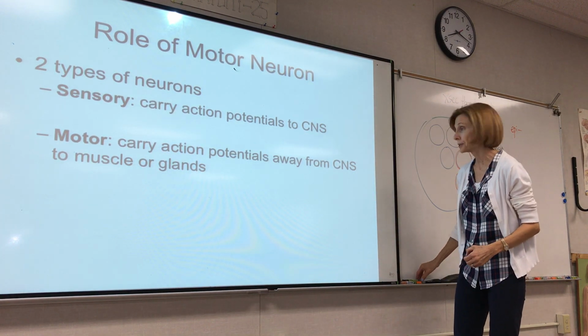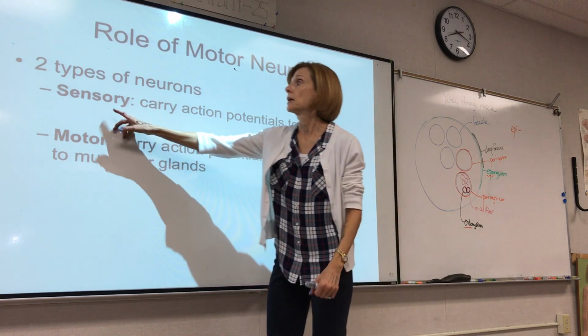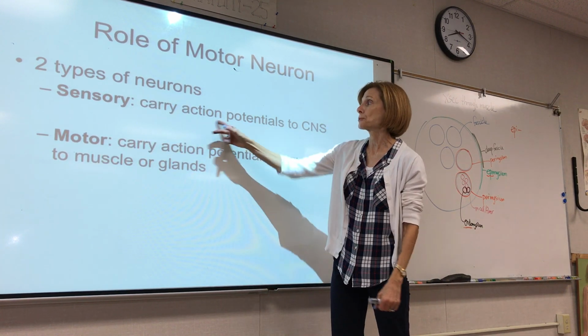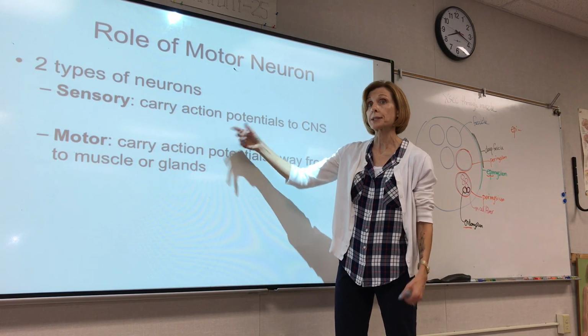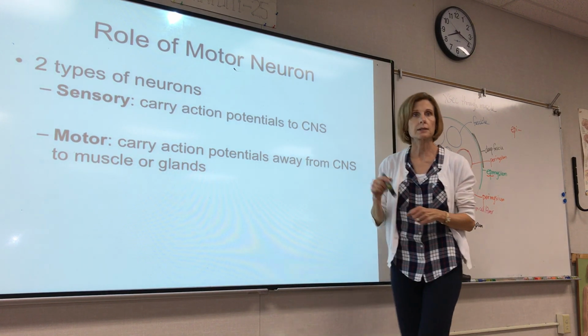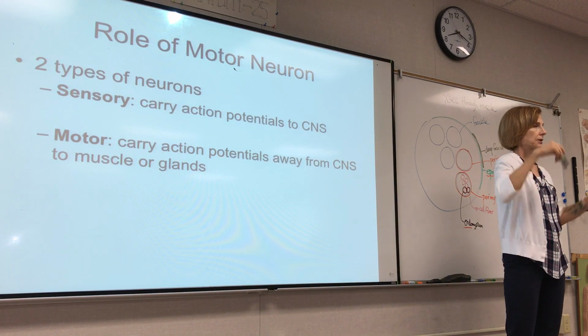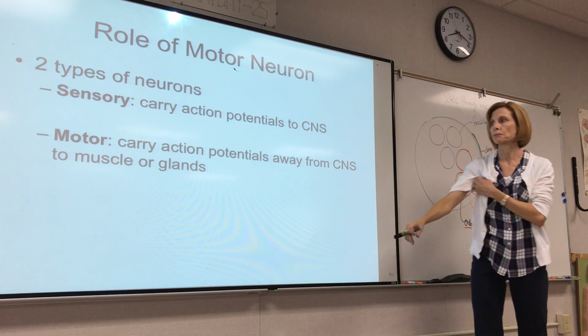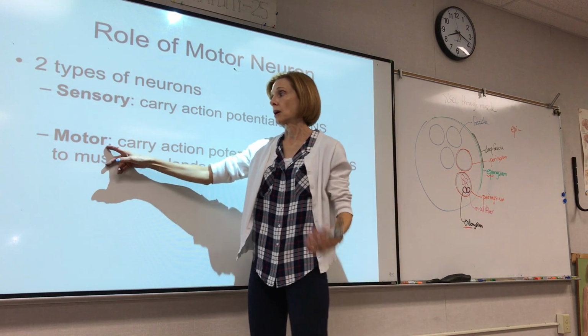So this is the actual definition of a sensory neuron. These are neurons that carry their action potentials or electrical currents to the central nervous system. You guys know CNS is central nervous system, right? Brain and spinal cord.